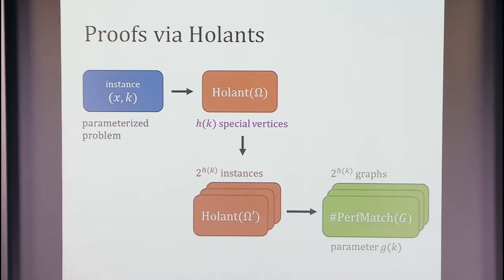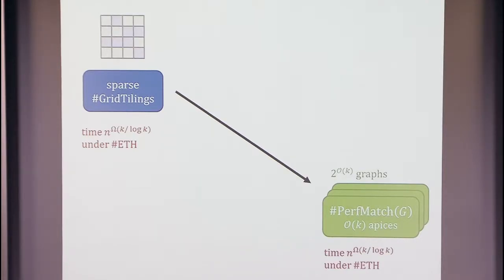So the typical setting for doing this would be that you start with a parameterized problem, you transform this to a Holant problem on some h of k number of special vertices, and then you use this simple sum equation to get some number of Holant problems which have only non-special vertices, and then you use Matchgates in the end to end up with counting perfect matchings. In particular, we can use this approach for a reduction from counting so-called sparse grid tilings to counting perfect matchings on O of k apex graphs. And for this problem, we can show a lower bound which is almost tight. Then we also get the same lower bound for this problem.